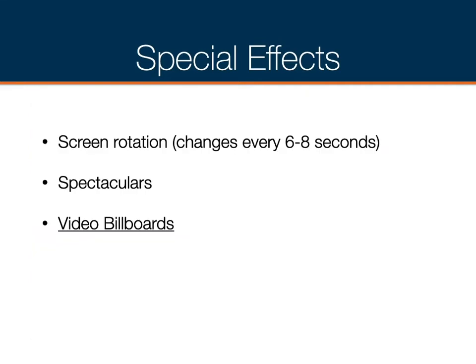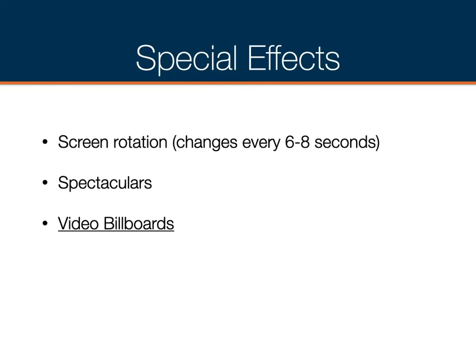Okay, other kind of special effects. There are screen rotations. You see these a lot on freeways around Southern California. These are generally now digital billboards. They used to be mechanical, but digital billboards where just a new ad comes up every 6 to 8 seconds, and they may have 4 or 5 in the rotation before they would start to repeat.